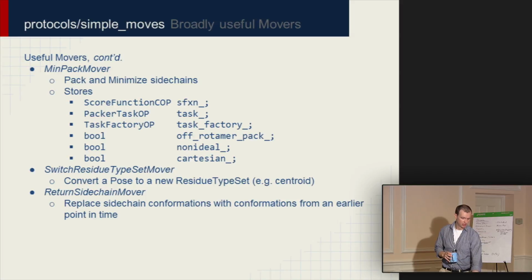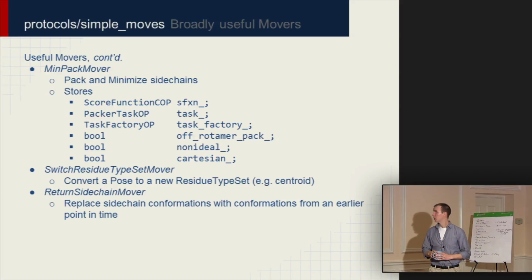All right, so here's another example. The min pack mover, right? Yesterday I gave you a list of the variations on pack rotamers, the functions that live in core pack. The min pack mover does this packing operation where at each rotamer substitution step it actually minimizes the side chains. For that reason it's quite a bit slower since it's doing a lot more work.